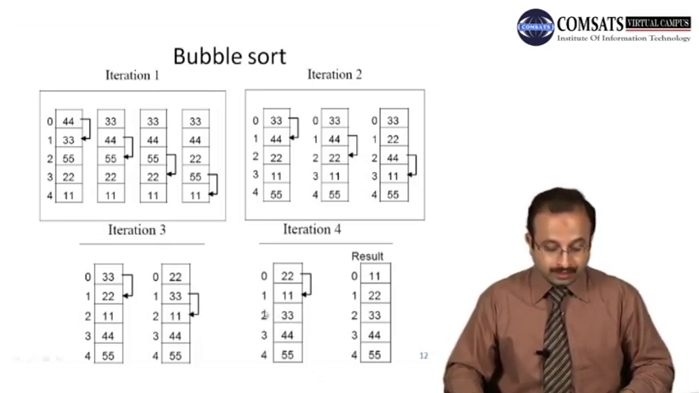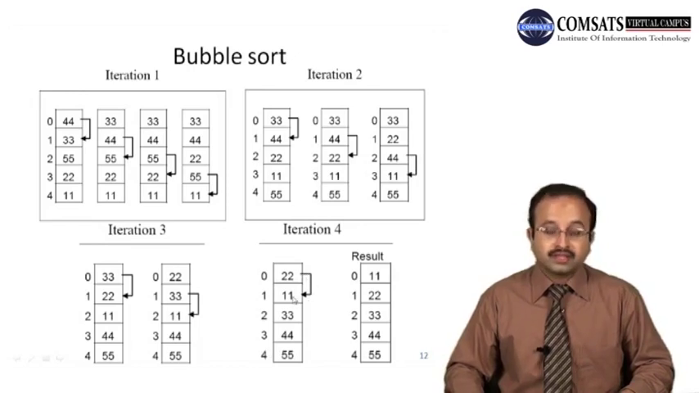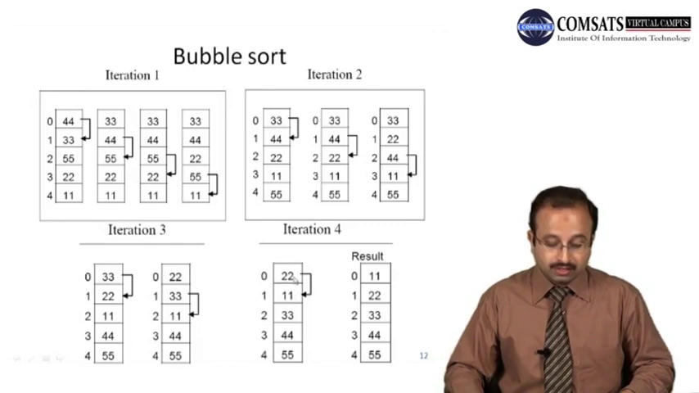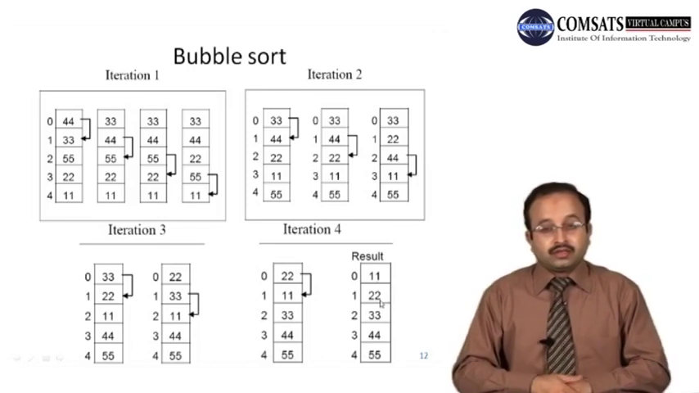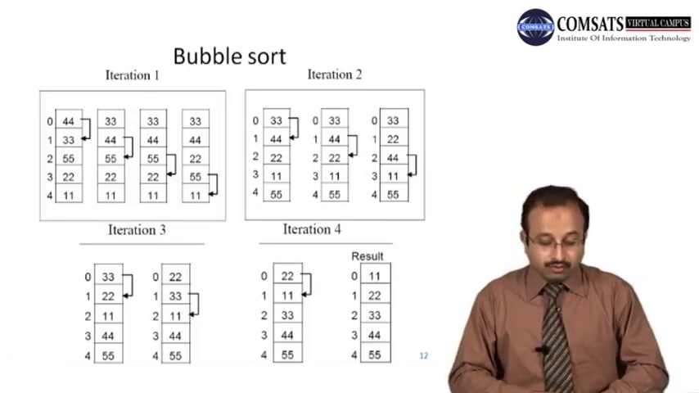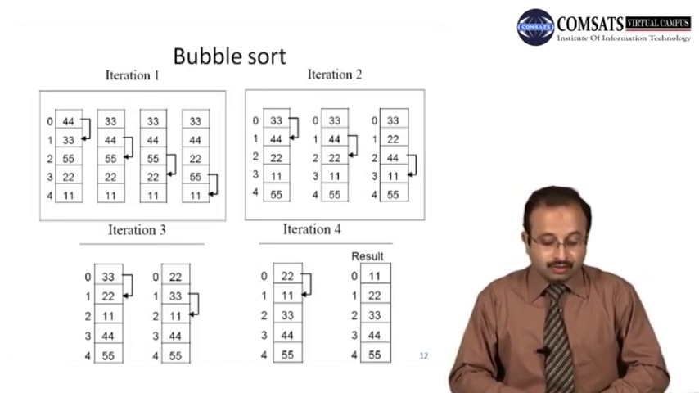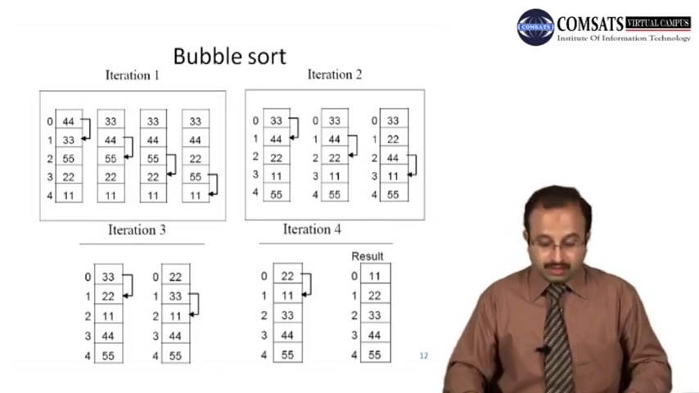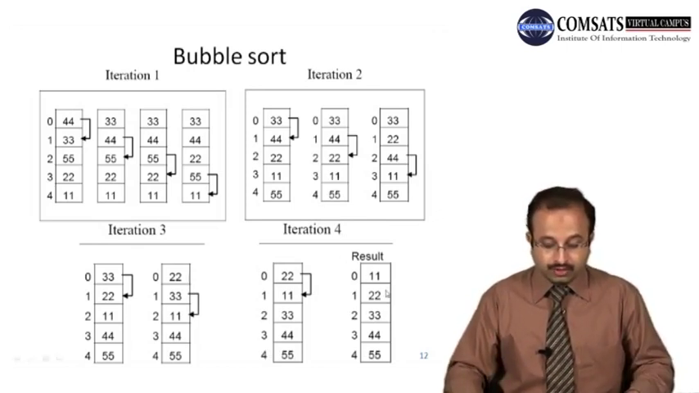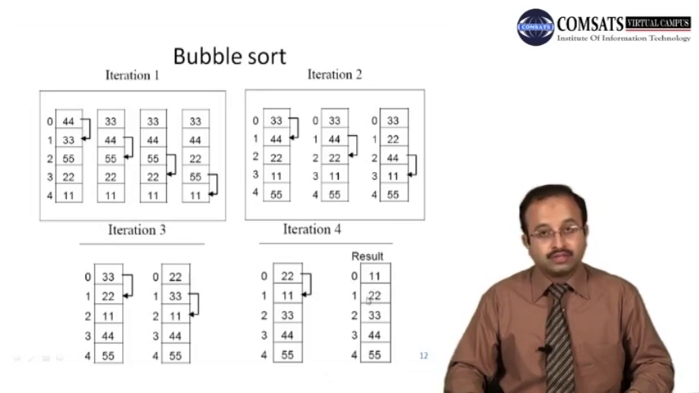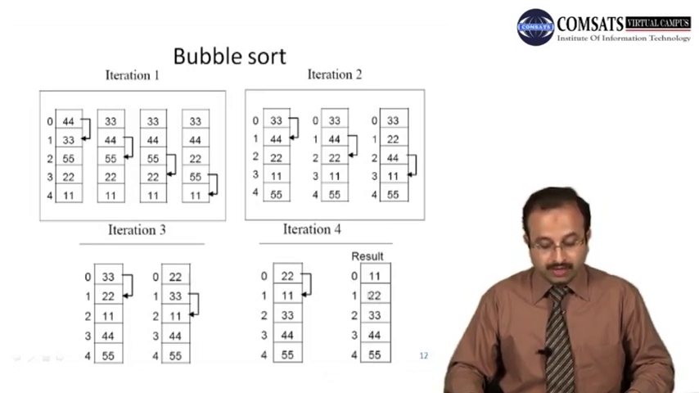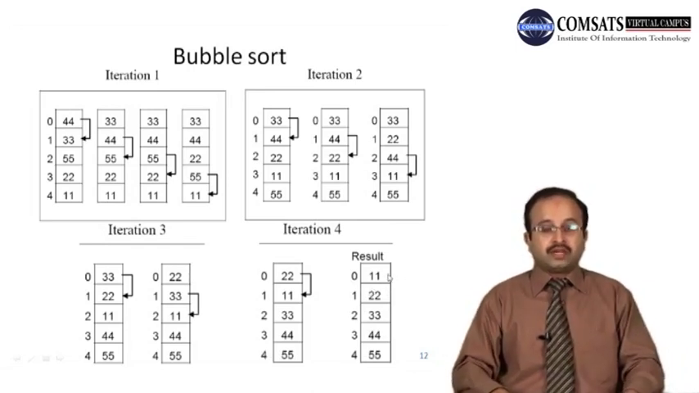Then it compares the 0th element with the 1th index element, and the 0th index element is larger than the 1th index element. Then it swaps these two elements, and the 22 value at the 0th index comes to the 1th index. So at the end of the 4th iteration, the 4th element comes at its position, and when these 4 elements come at their positions, the 5th element, the first element, that is the smallest element, is already in its position.